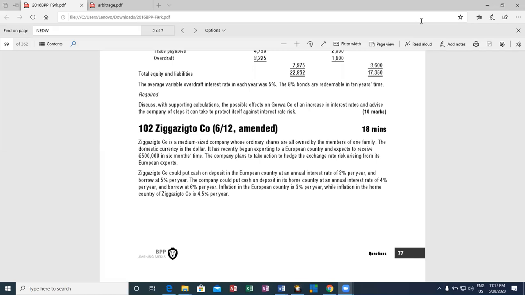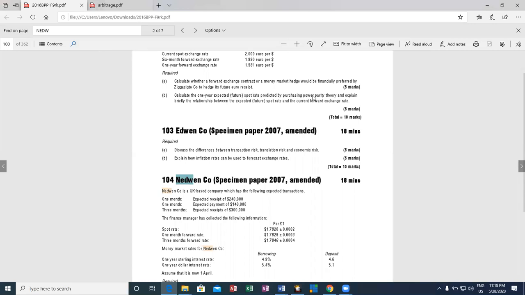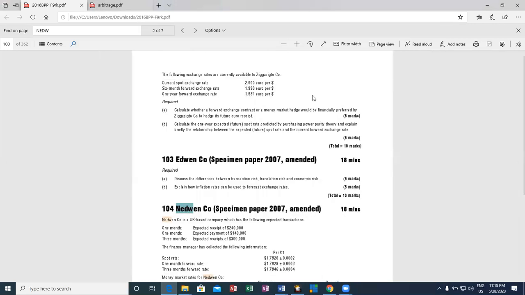So go to the next one, ladies and gentlemen. Next page. They're telling us that the following exchange rates are currently available to Zigazigito company. So they've given us the current spot exchange rate, the 6 months forward exchange rate, and the 1 year forward exchange rate. Like that 1 year forward exchange rate, honestly, is something they're putting there to confuse us, because the amount of 500,000 euros that we expect will be coming to us in 6 months' time. So it is not all the forward exchange rates that we shall be using.